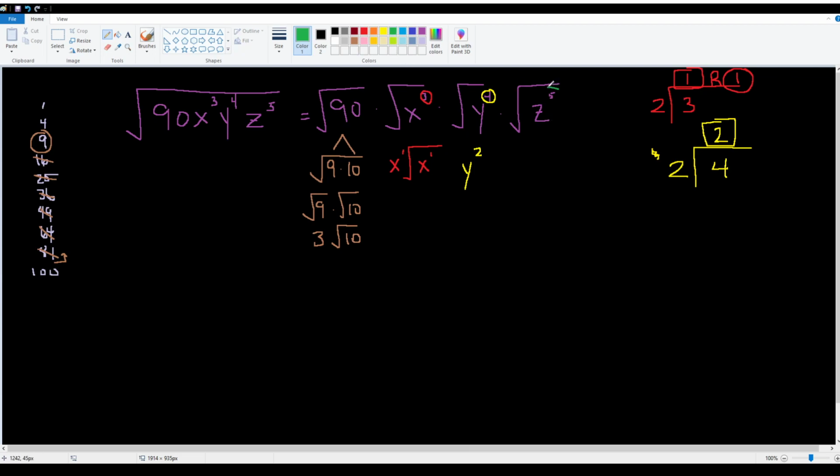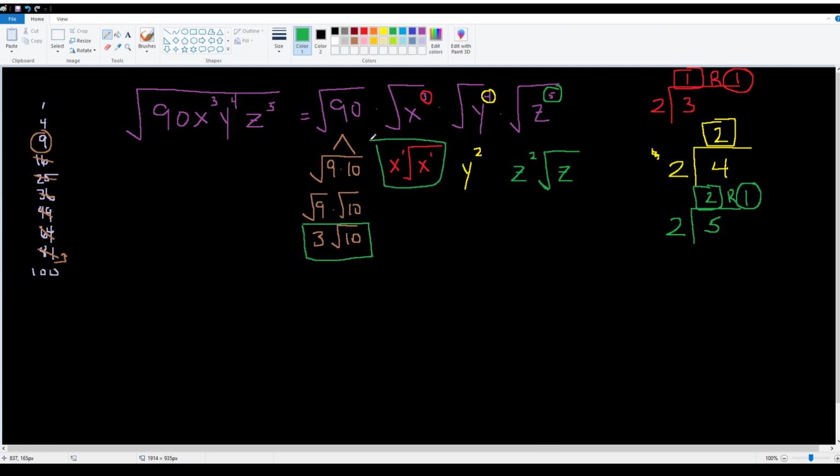Now I'm going to do the same thing with z. I have z to the fifth power. So I'm going to take 5 divided by 2. 2 goes into 5 2 times with a remainder of 1. That means on the outside of the radical, I'm going to have a z to the second power. Inside the radical, I'm going to have a z to the first power.